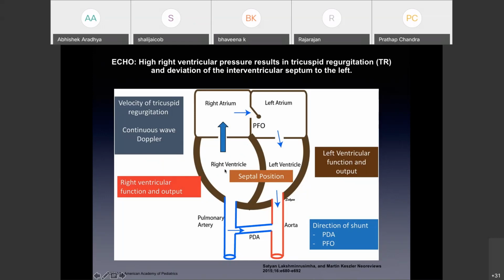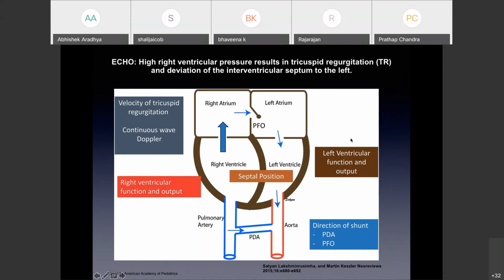And when there is increased right ventricular pressure, there will be significant tricuspid regurgitation as well. And with that tricuspid regurgitation, blood tends to flow into the patent foramen ovale as well. Then when you look at outside what is happening, whatever the blood is going through the pulmonary artery, because the pulmonary artery pressures are very high, it is getting into the aorta as well, resulting in a right to left shunting. Therefore, the shunting is right to left in PDA as well as the patent foramen ovale.